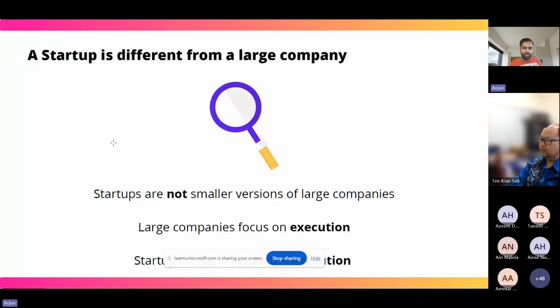But when anyone starts up a company, we don't immediately focus on execution. We basically focus on searching and executing things. We search, we find something, we execute to achieve that. So there is a small difference between these two.